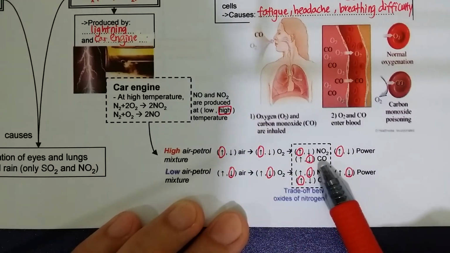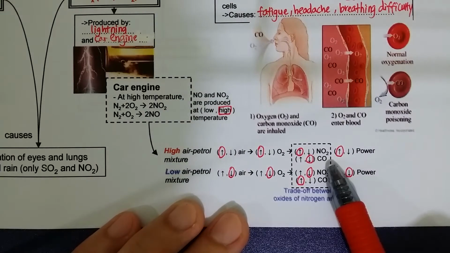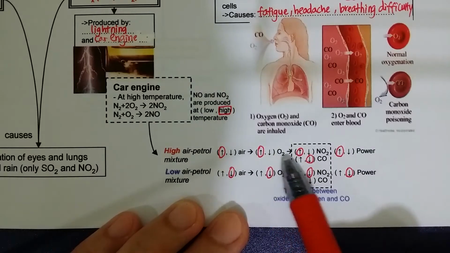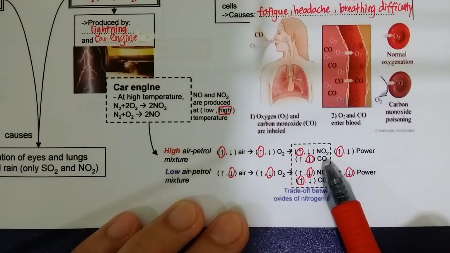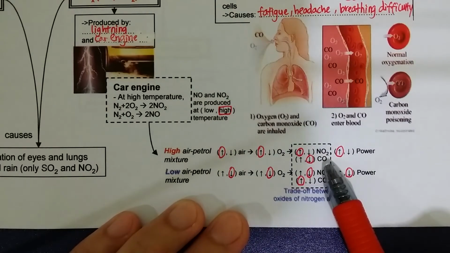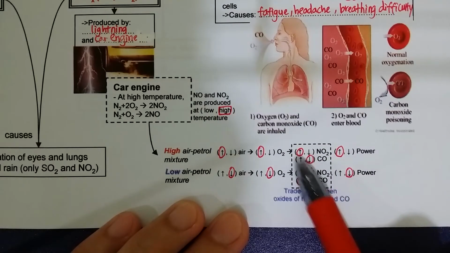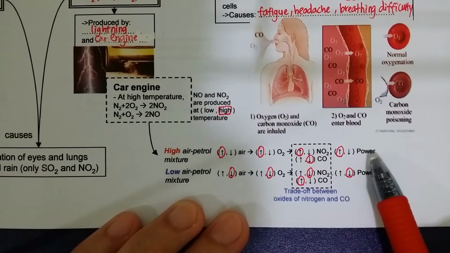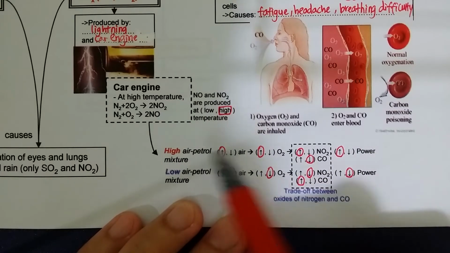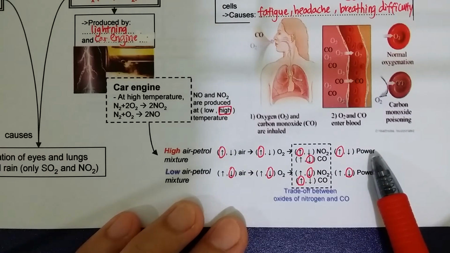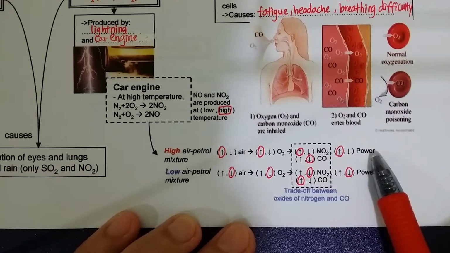And it means that carbon monoxide will be very little, because carbon monoxide, as you know, is produced by incomplete combustion, whereby the amount of oxygen is not enough. Where there is a lot of oxygen present, there will be very little incomplete combustion, meaning that very little carbon monoxide will be produced. And when this situation arises, the car will have a lot of power. So high air petrol mixture will produce a very powerful engine, that means your car can move very fast.